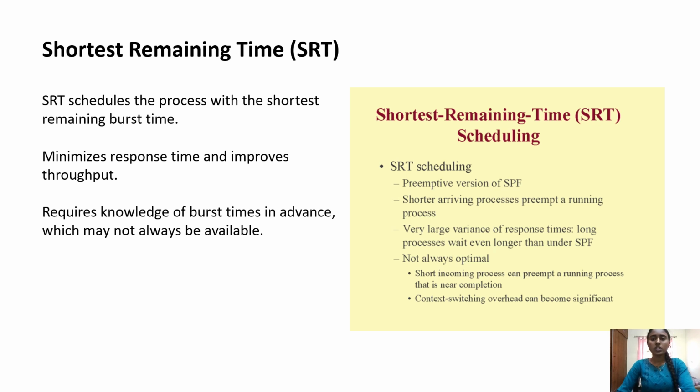Shortest remaining time scheduling is the preemptive version of SPF. A shorter arriving process preempts a running process. Very large variance of response times, long processes wait even longer than under SPF, and not always optimal. Short incoming processes can preempt a running process that is near completion.